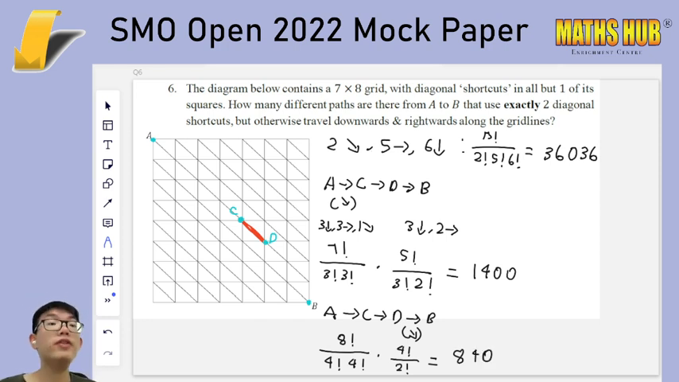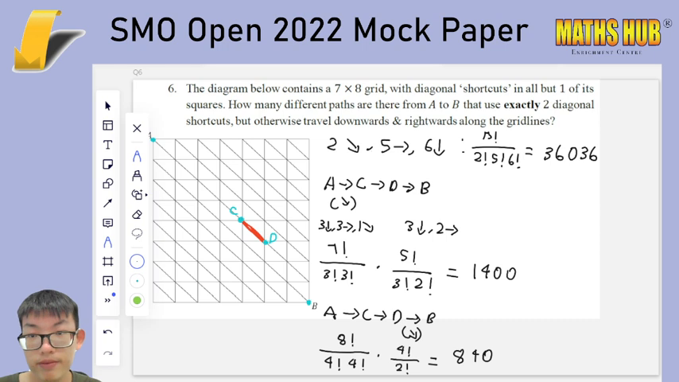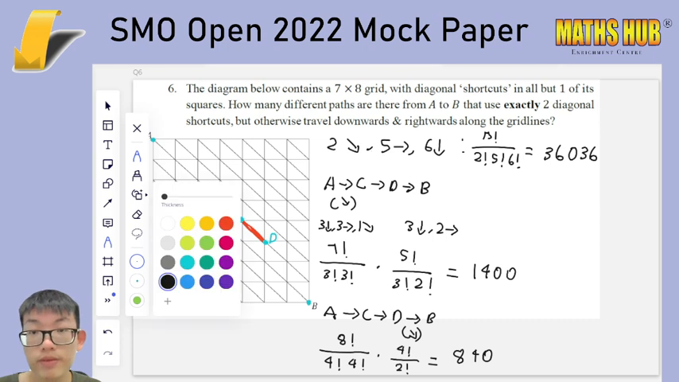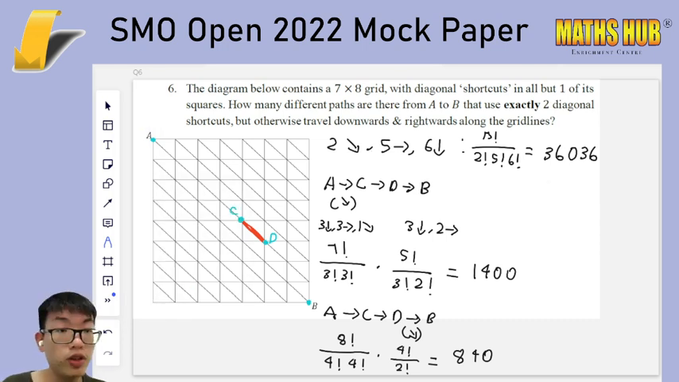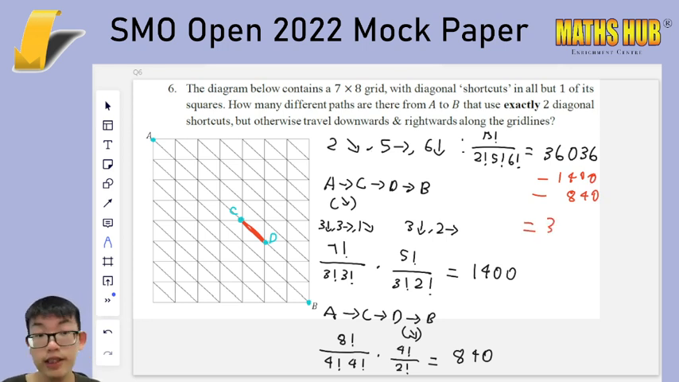So all we need to do is to take 36036 and subtract off these two numbers. So subtract off 1400 and subtract off 840. So the final answer would be 33,796.